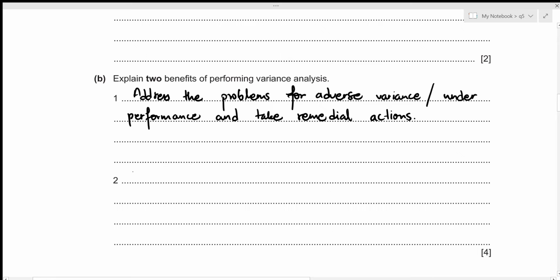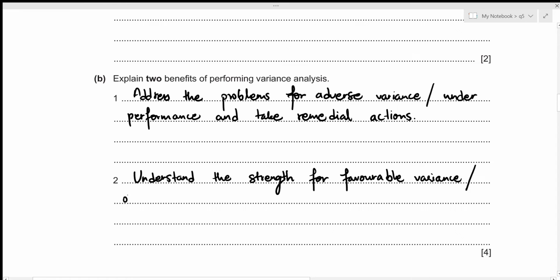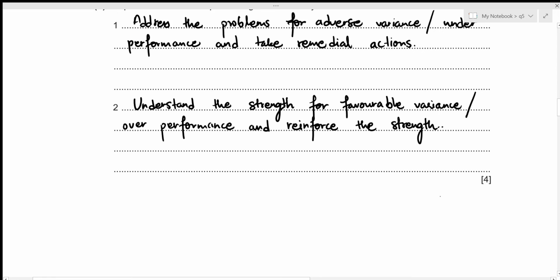Let's write it down. Understand the strength for favorable variance or overperformance and reinforce the strength. Okay, this concludes the second part of this question. We can now move towards the third one.